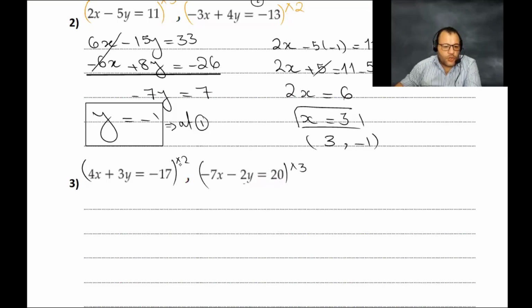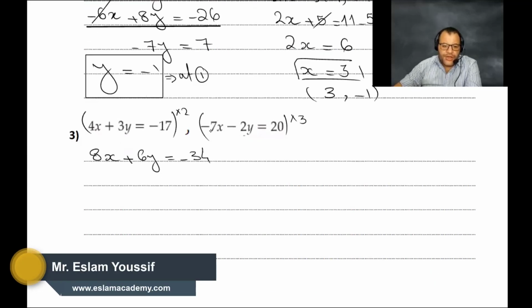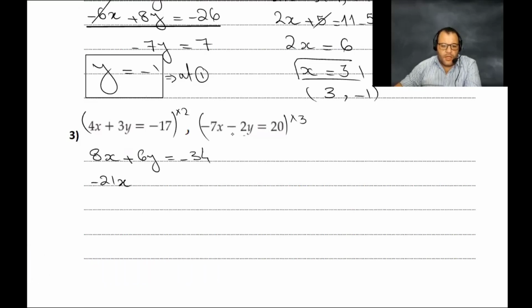So 4x times 2 equals 8x, plus 3y times 2, which is 6y, equals negative 17 times 2, which is negative 34. In the second equation, negative 7x times 3 equals negative 21x, and negative 2y times 3 equals negative 6y, and 20 times 3 equals 60.